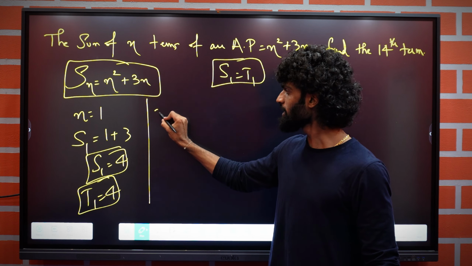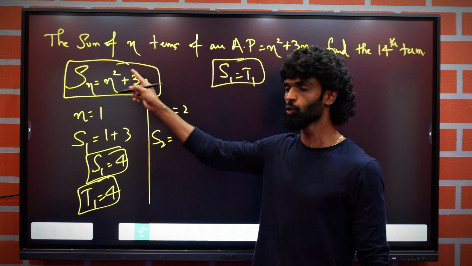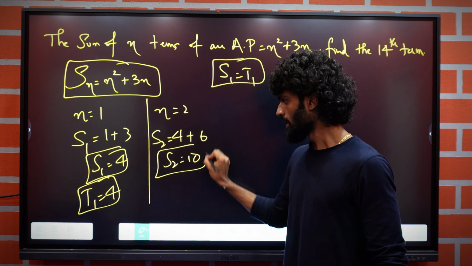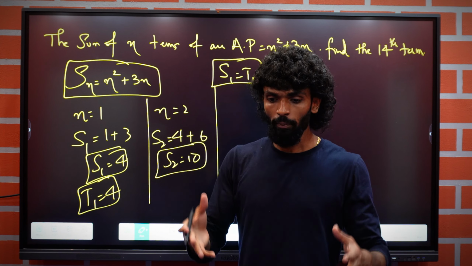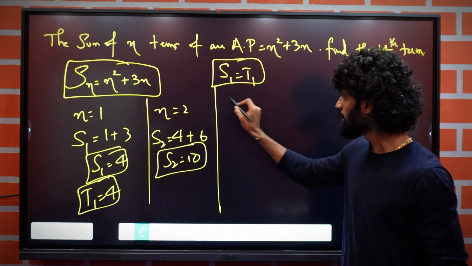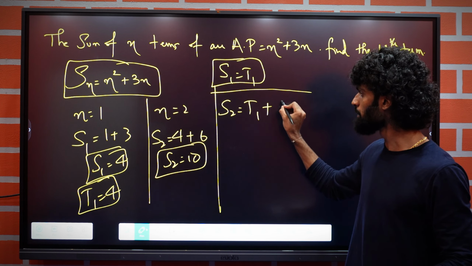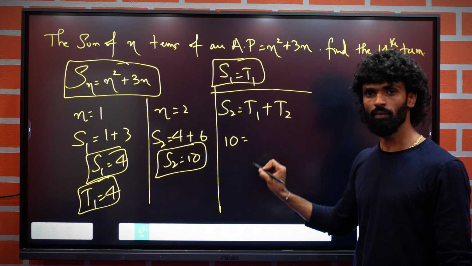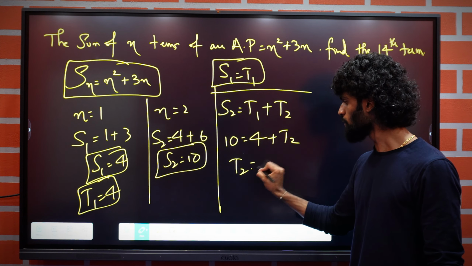Fine. Next, I take the value of n equals 2 to find S2. S2 will be equal to, substitute 2 here, 2 square gives me 4, 2 times 3 gives me 6, S2 equals 10. Now S1 done, S2 done. What is the meaning of S2? The combination or the addition of the first two terms. The first term is T1, second term is T2. Now, do I know the value of S2? Correct. Do I know the value of T1? 4. Can I find the value of T2? So simple. T2 equals 6.